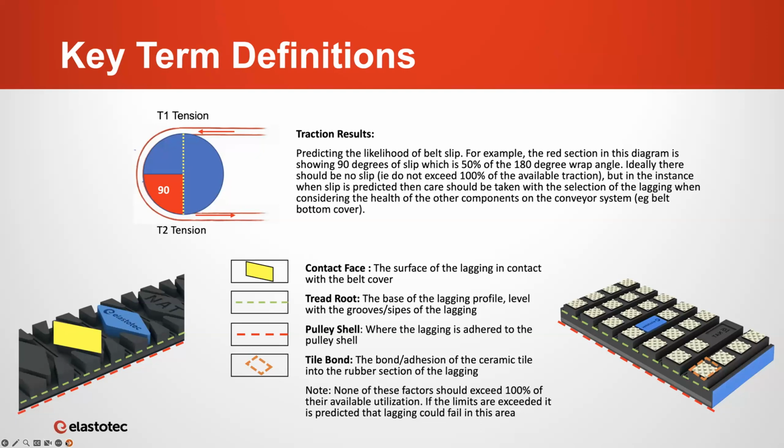You can see here we have the pulley shell interface, the tread root, which is at the base of the grooves on the lagging, the contact face, and the tile bond surface. Additionally, the tool allows us to look at the shear stresses that will be applied to the belt and the belt splices. And this can be important in maximizing the service life of both.